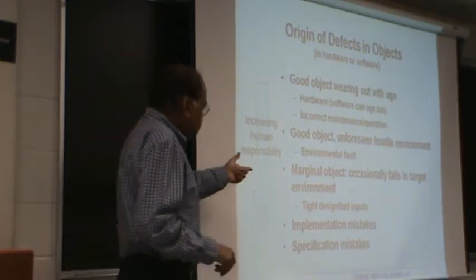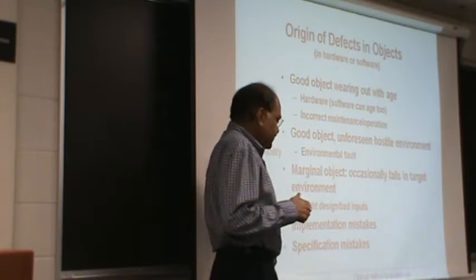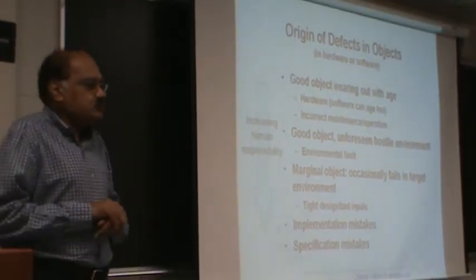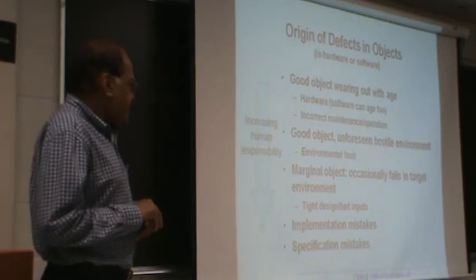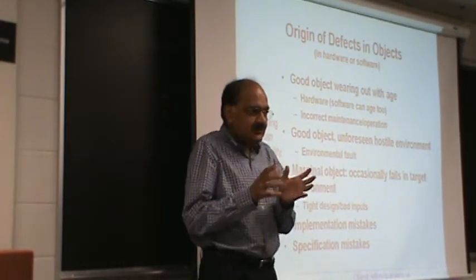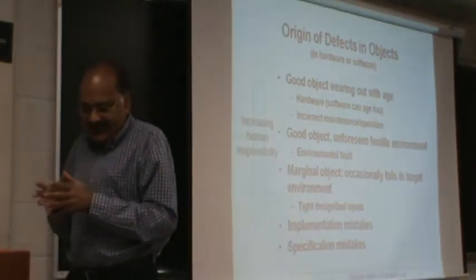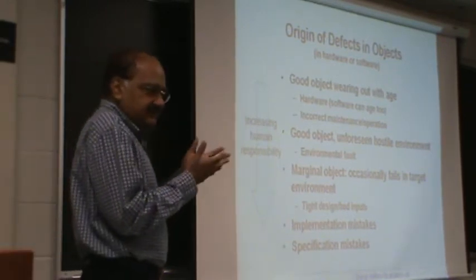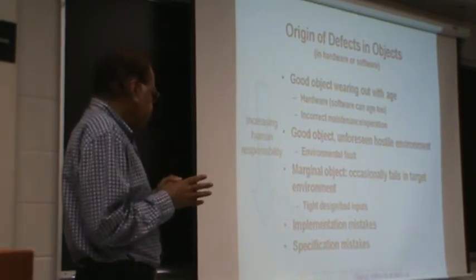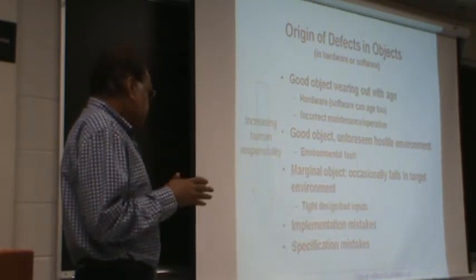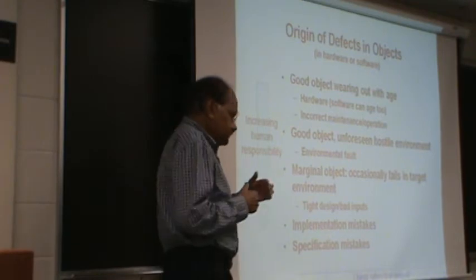Now, if you have a marginal object, it may occasionally fail even in environments in which it is supposed to run. These are objects which are kind of tightly designed. They have used some kind of design where they haven't allowed for enough slack, enough margin. Or maybe the inputs are bad. And then you can have implementation mistakes.